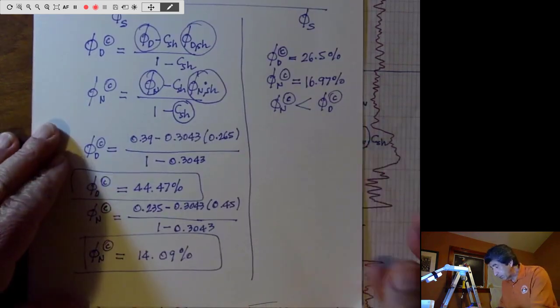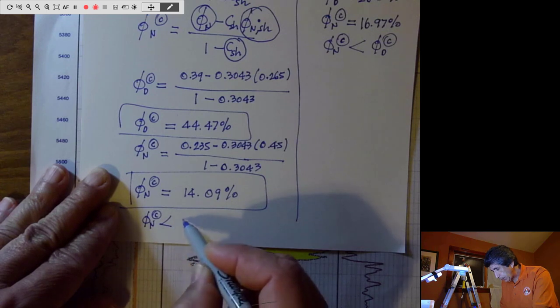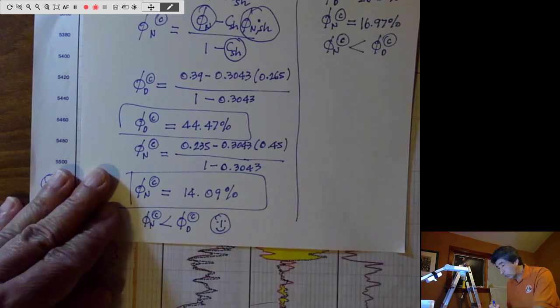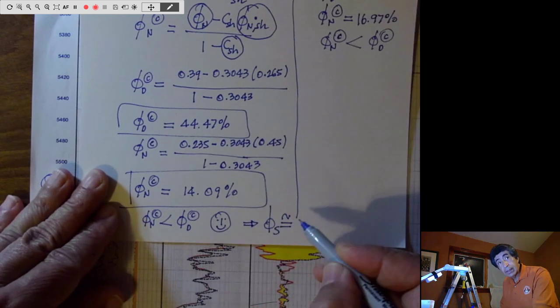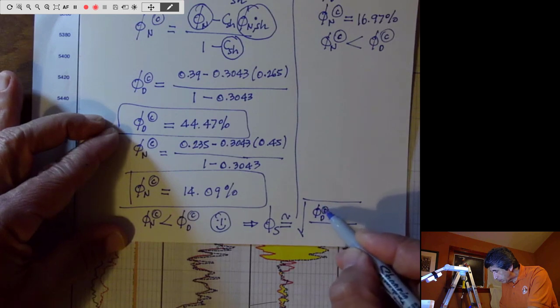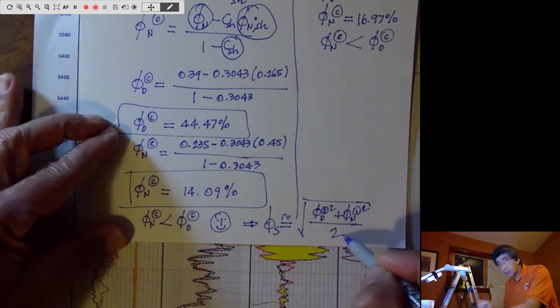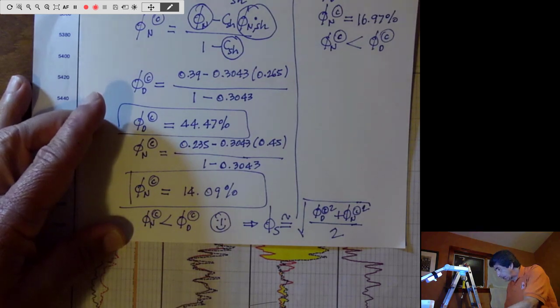Okay, so what do we do now? Now that we have this condition that the neutron corrected is smaller than the density corrected in both cases, of course we're very happy here. If that were not the case, that would mean that we did something wrong. But as a consequence of that, now we can approximate the sandstone porosity as the square root of the average of the density corrected squared and the neutron corrected squared, divided by 2, similar to what we did for the clean sandstone. Once you have taken out the masking effect of the intervening shales, then everything works out just the same way we did it in class for the clean sandstone.